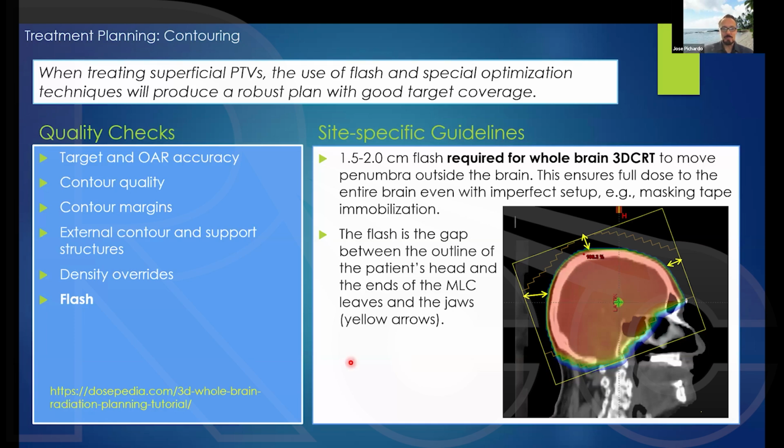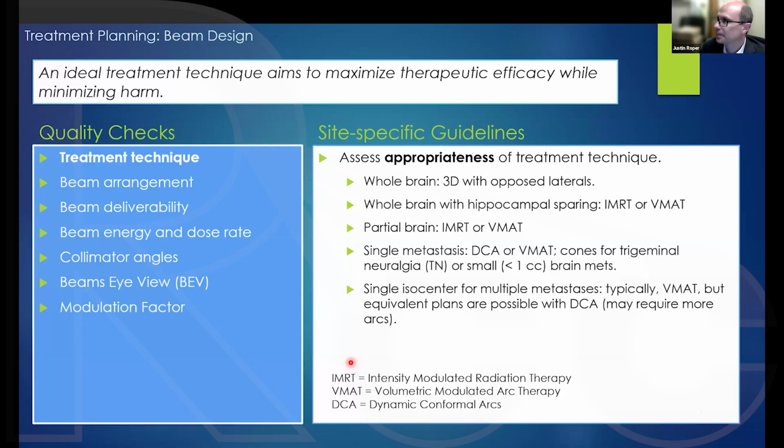All right, yes, please. So now we're getting to the part that most people are familiar with, which is checking the beam settings. In this case, we're looking at the treatment technique, and we're talking about appropriateness. So what do we mean? Well, what's the standard? How do you typically treat these things?